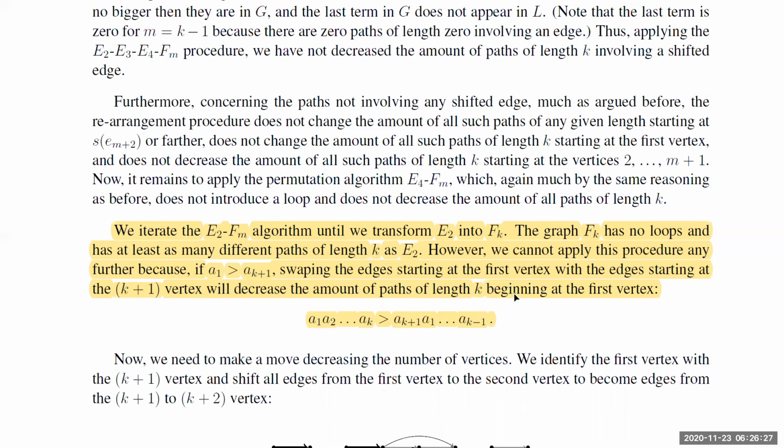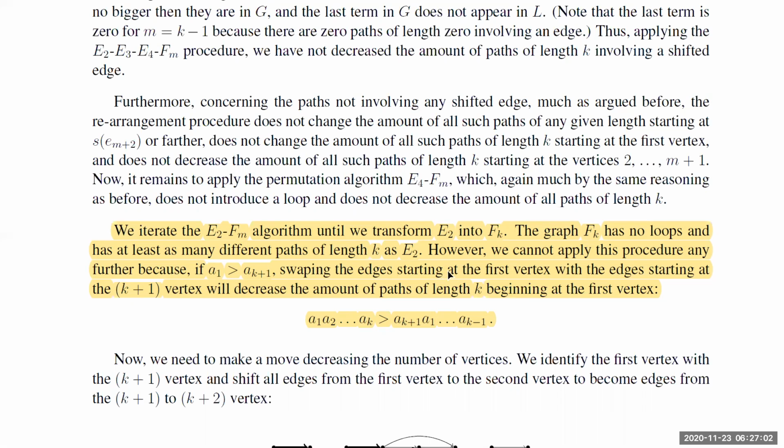Why? Imagine, we can apply it for as long until we transform E2 into Fk. So Fk is defined as Fm, but now M is equal to K. So we are no longer under the assumption M is strictly less than K. So now, of course, the graph of K has no loops, has n edges, and has at least as many different paths of length K as E2. So far, so good. However, we cannot apply this procedure any further, and we still might have jumping edges farther down the road, because it might happen.